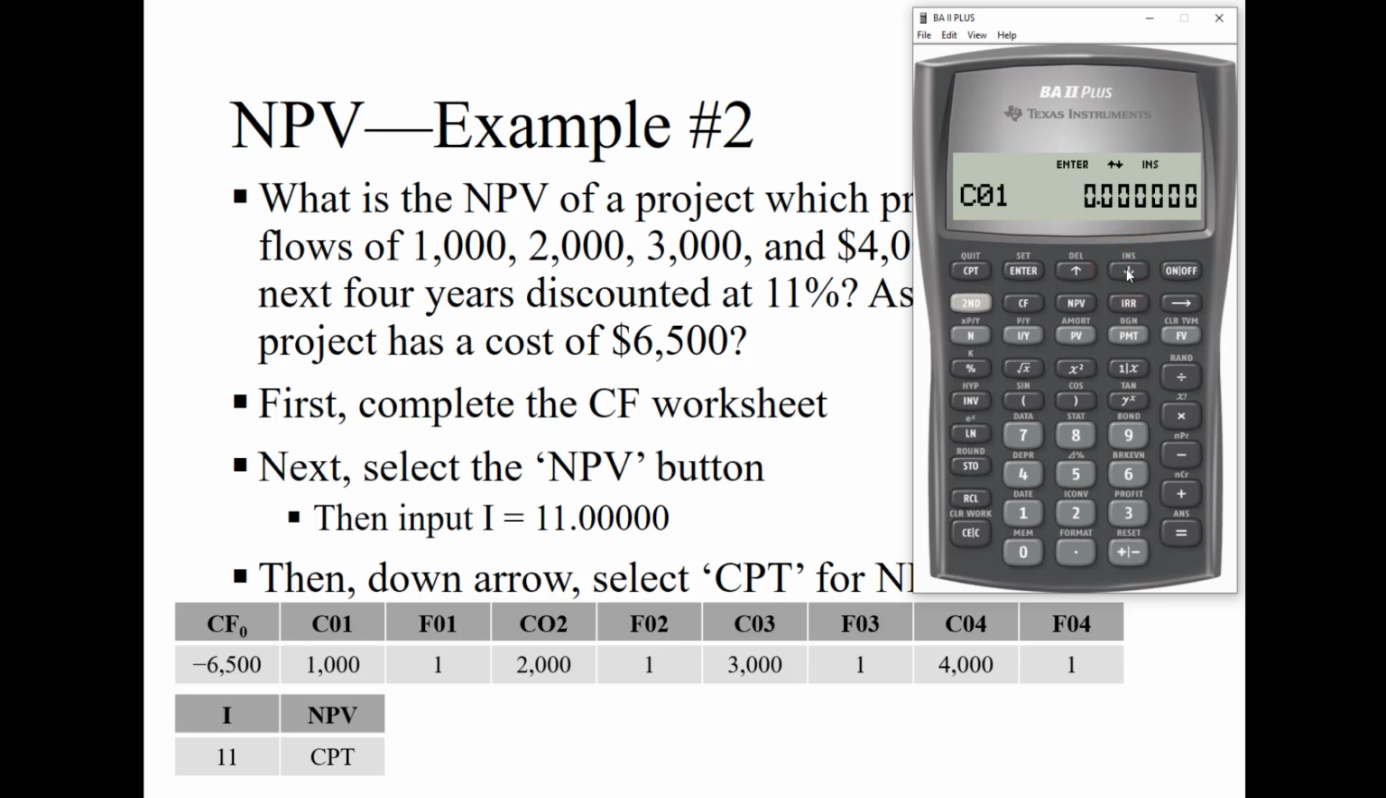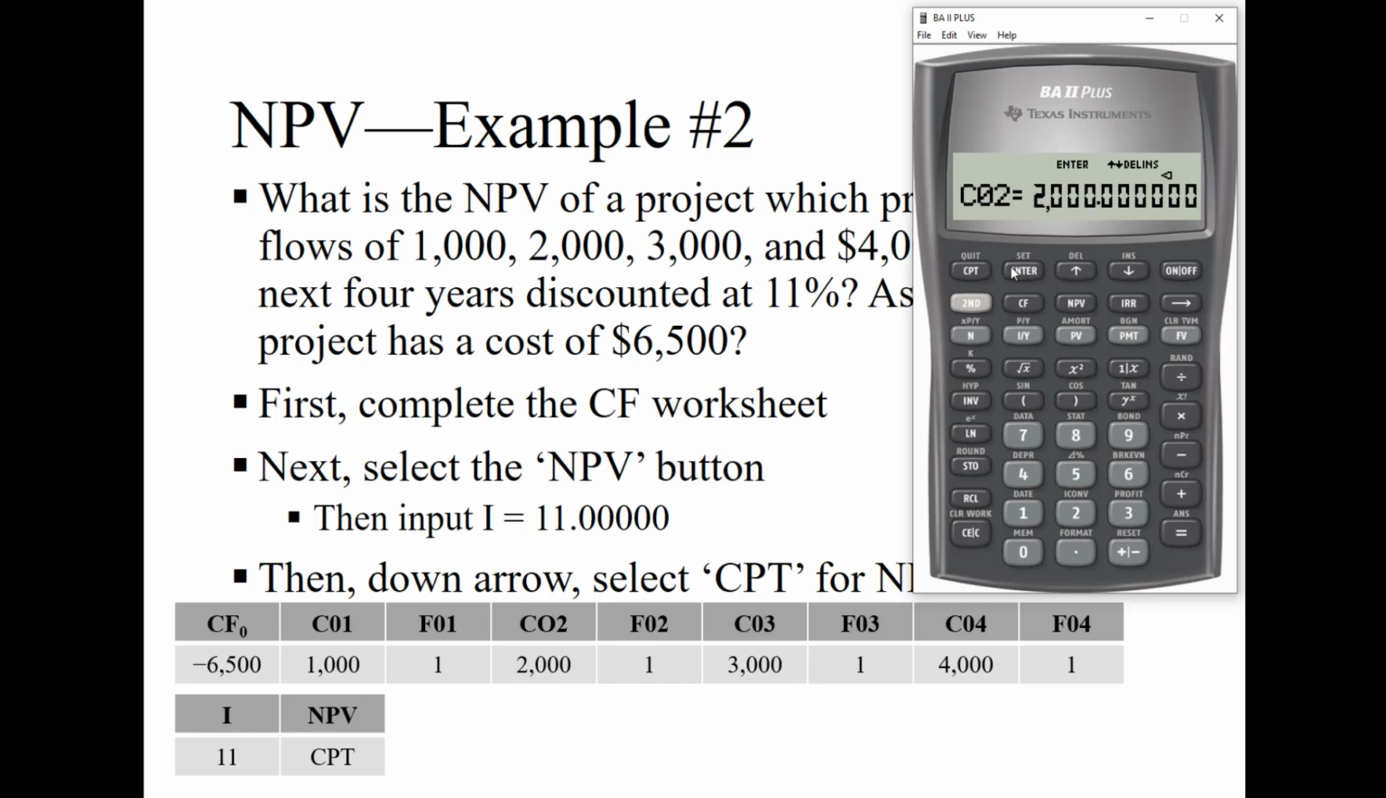Our cash flow at time 1 is $1,000 and it occurs once. So I type in 1,000 and then hit enter to store it as cash flow at time 1. Hit the down arrow and then our frequency is going to be 1 for cash flow of 1, and that's the default, so we can leave that alone. I'll hit the down arrow to go to cash flow at time 2. And it's $2,000, so I'll type in 2,000, then hit enter. And again, we'll know that it's stored because of the arrow that displays.